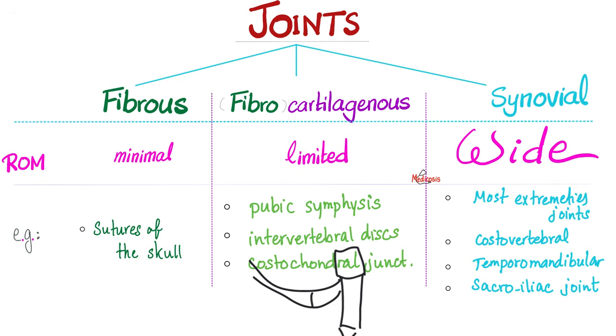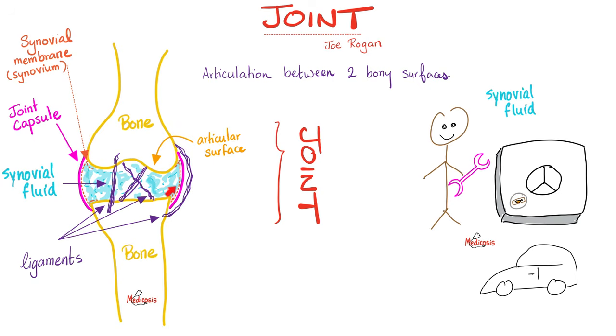Last, we have synovial joints. They give you the widest range of movement possible, such as your shoulder joint, for example. Costovertebral, between the rib and the vertebral column behind. Temporomandibular joint are synovial joints. Sacroiliac joints are synovial joints. This is a synovial joint.